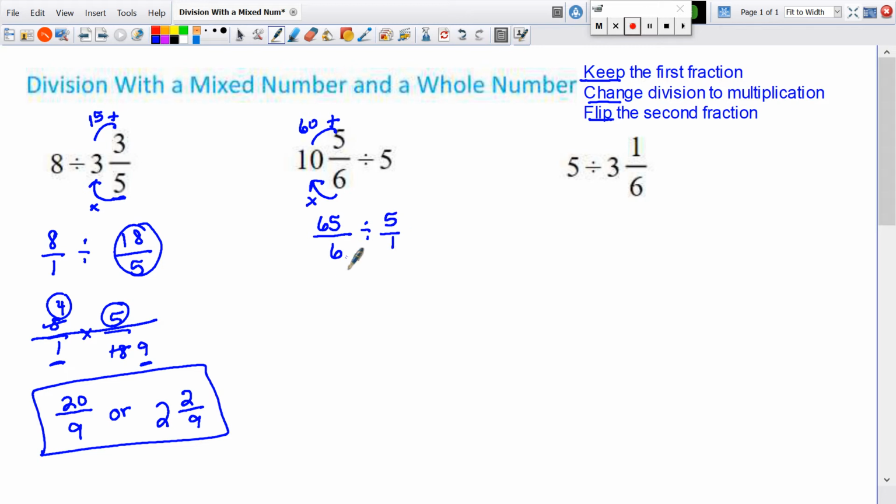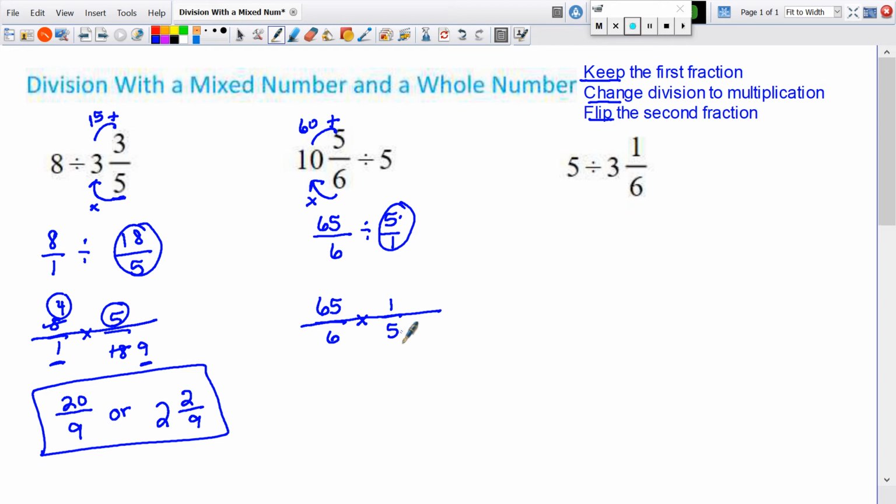Now we're going to keep, change, flip. Keep the first fraction like it is. Change division to multiplication and flip the second fraction. So it's going to be 1 over 5. Multiplying goes straight across, so I can go ahead and draw my fraction bar straight across.